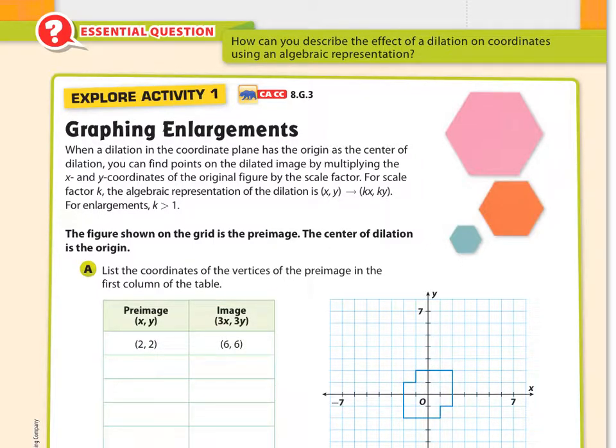And one of the new things here that we're going to see is this algebraic rule, or they also call it algebraic representation. It is x comma y transforms into kx comma ky, and k is the scale factor. Okay, it tells you right here, scale factor k.